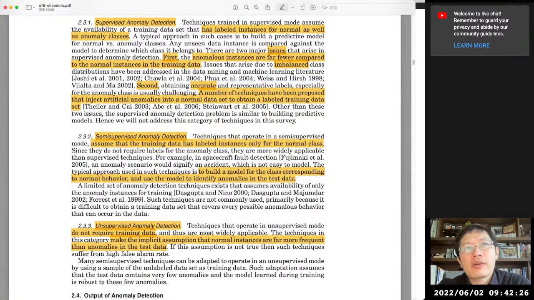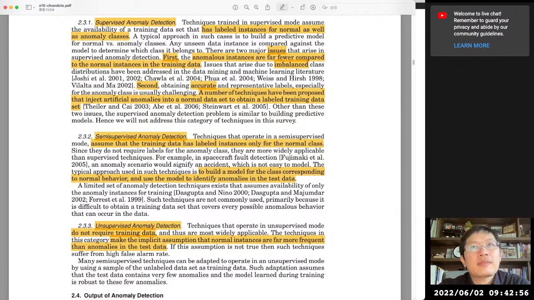Okay, the second part is, since you have only few anomaly instances, the accuracy of the labels, especially on anomalous instances, will be quite important. However, sometimes we don't have such high quality anomalous labels on the anomalous instances. So sometimes we use a trick again.